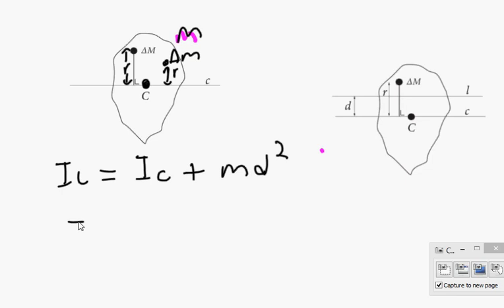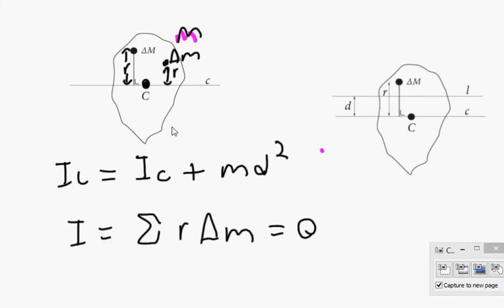As usual, IC equals the sum of the distance between each piece of delta m and axis C, r, multiplied by delta m. So your radius multiplied by the mass equals 0. This is because by the very definition of centre of gravity, the sum of all the moments of the gravitational forces on parts of the body about C is 0. So basically there's no turning moment around the centre of gravity.